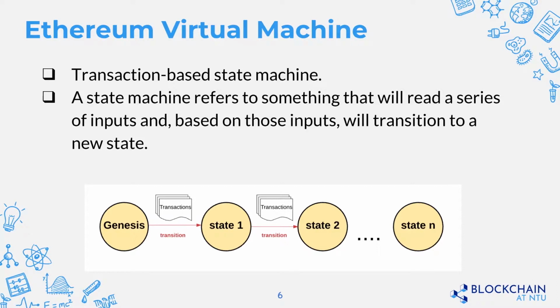So what is the Ethereum virtual machine? Okay, it's basically a transaction-based state machine. A state machine refers to something that will read a series of inputs, and based on these inputs, will transition to a new state.